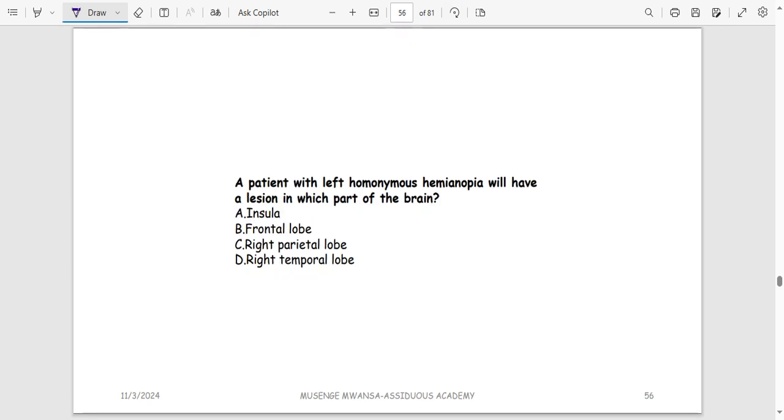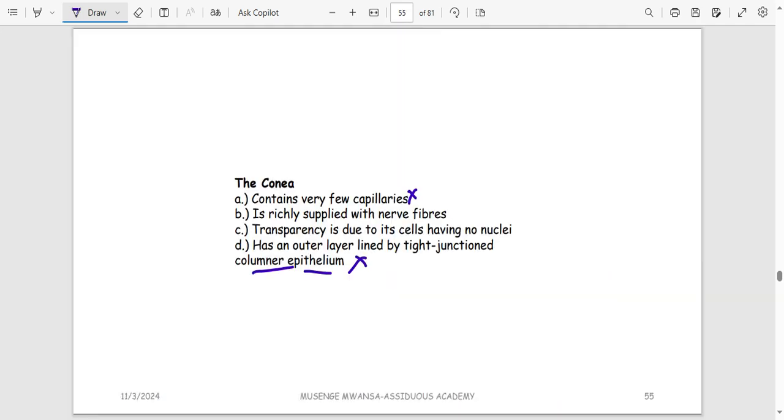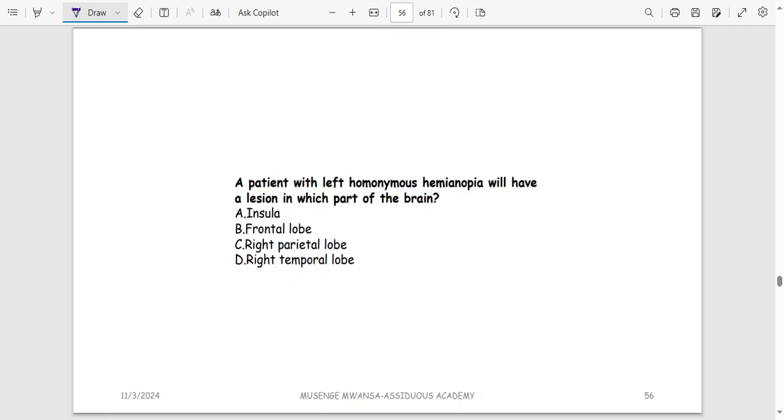A patient with left homonymous hemianopia will have a lesion in which part of the brain? Insular, frontal lobe, right parietal lobe, right temporal lobe. Left homonymous hemianopia. This is the guy that we were just talking about, isn't it? It's just that that was right. This was right. But this one is going to be left, meaning that lesion is here. So where basically is the optic tract? I think that's the question. Where is the optic tract?